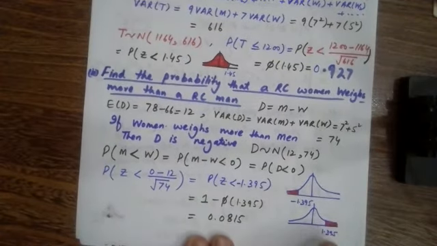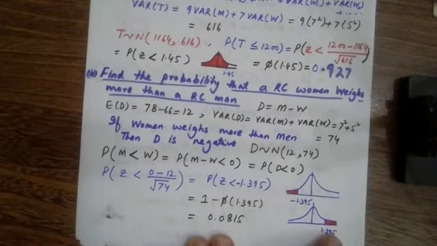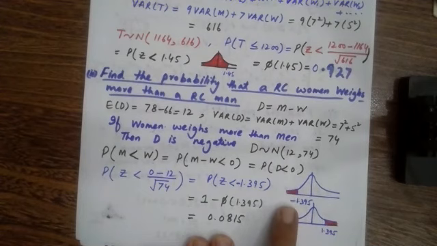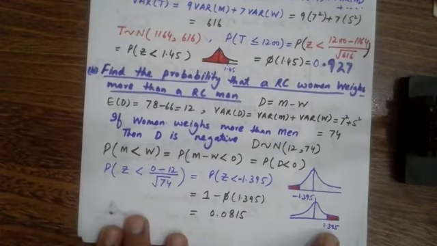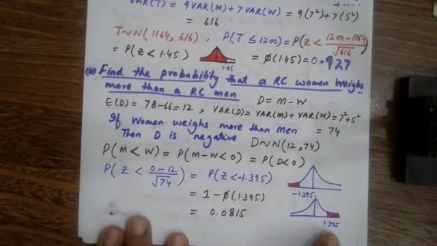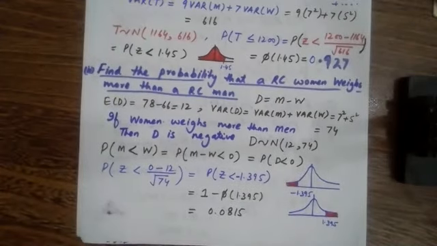And you know, by symmetry, this red area is equal to this, because the table does not contain the negative Z's. So we have to use the property of symmetry. And when we use it, this is our answer. This brings this chapter to an end.